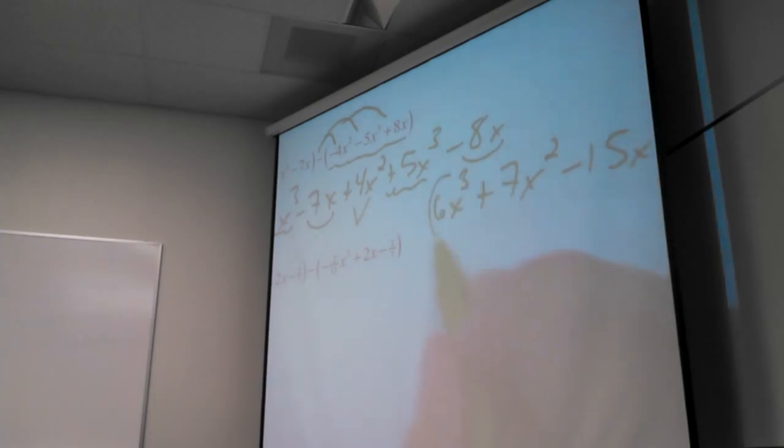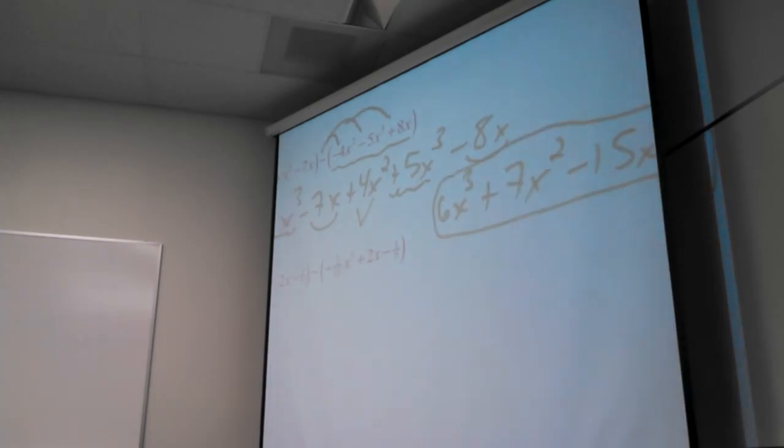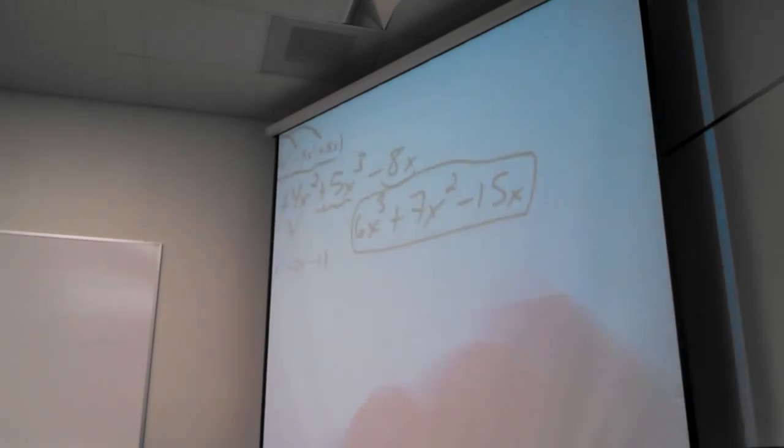Cool. Personally, you could rewrite the whole thing and put your x cubes together, your x squares together, your x's together. I like to use different shaped underlines to kind of visually put things together. Do you guys see it? But whatever works for you. All right, so here's the answer.